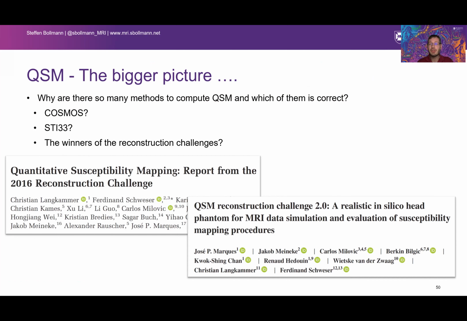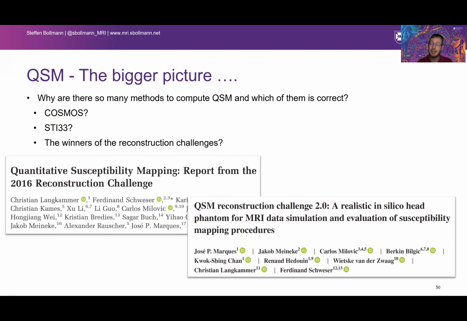So just coming to the bigger picture, why are there so many methods to compute QSM? And which one is correct? We have the luck that we have multiple ground truths in QSM. COSMOS, for example, as I said earlier, is a multi-orientation method and delivers really, really good results.